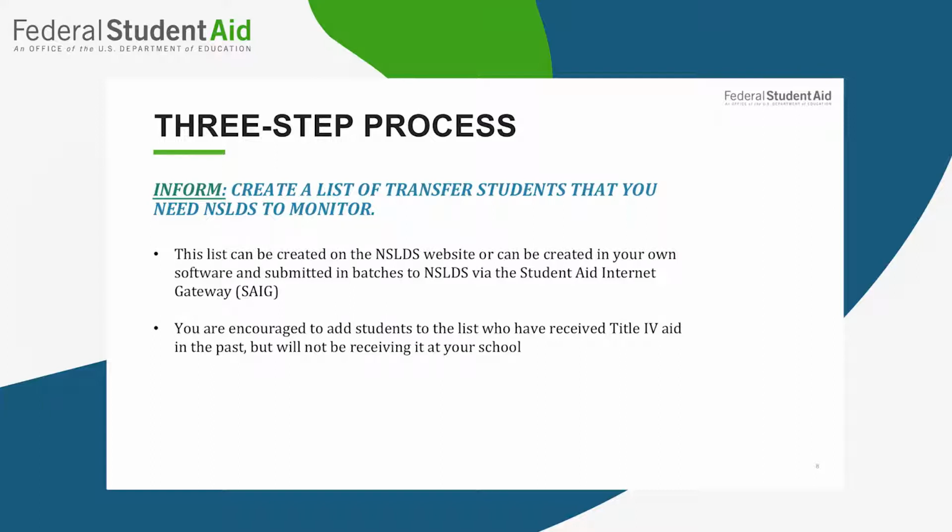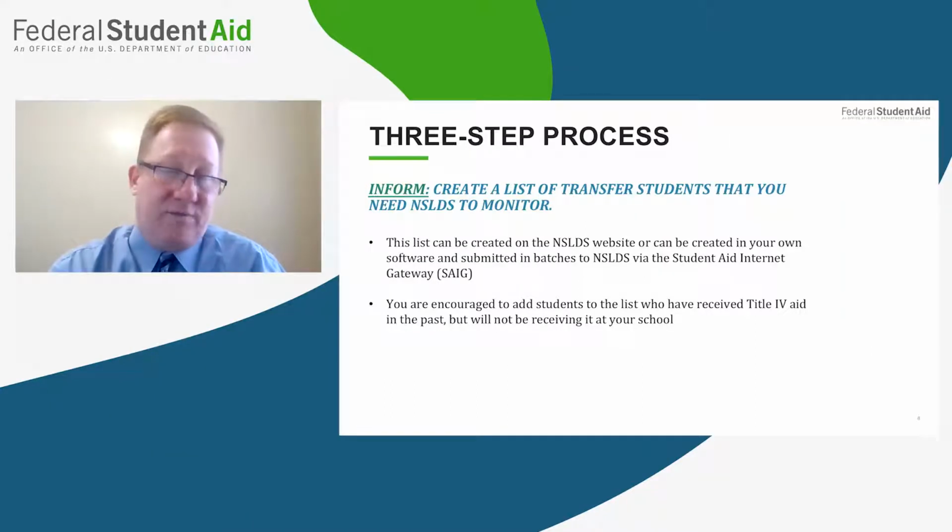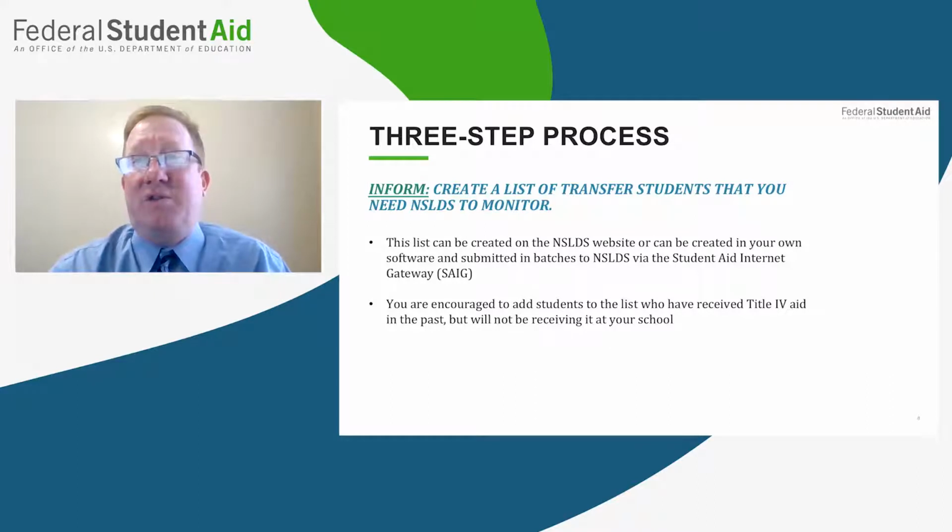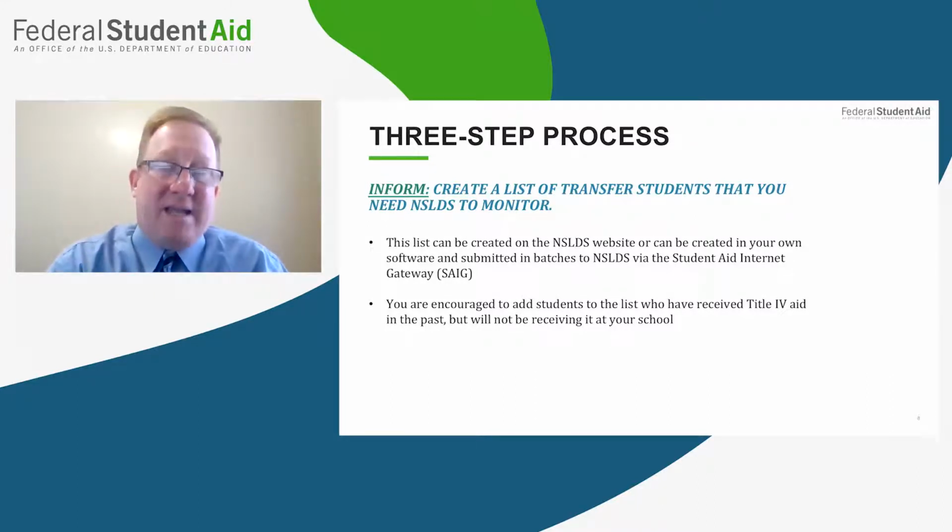You can create this list on the NSLDS website directly by just data entering students one by one, which may be fine if you have a small enrollment and small numbers of incoming transfer students. Or you can create this list in your own software and submit this data in batches to the NSLDS via the Student Aid Internet Gateway, or SAIG. And if you create these batches in the proper file format, you can upload them to the SAIG, and it should be able to import them and populate this as needed.